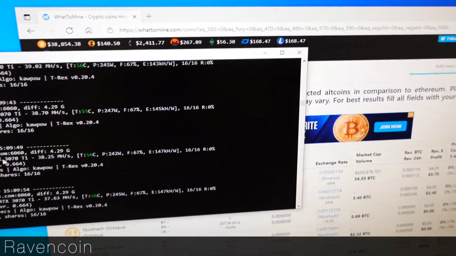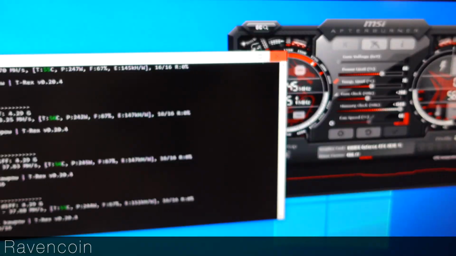So that's where Ravencoin's at. Let's continue testing some more GPU algorithms and see what we get.